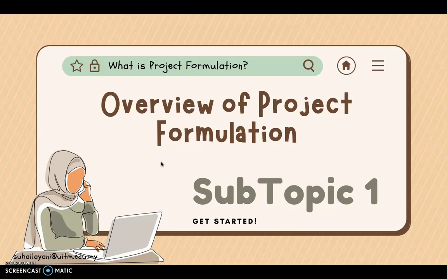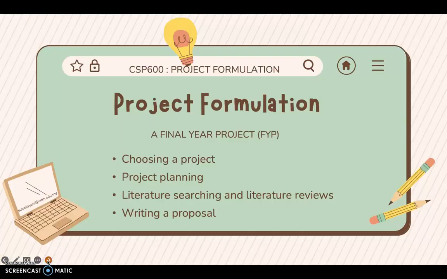For the first one, this is subtopic number 1. Let's get started. This is the project formulation content. The first one is about choosing a project, and then we go to project planning. Next, the student will be able to do literature searching and also literature review. Finally, the student will be introduced to how to write a proposal.